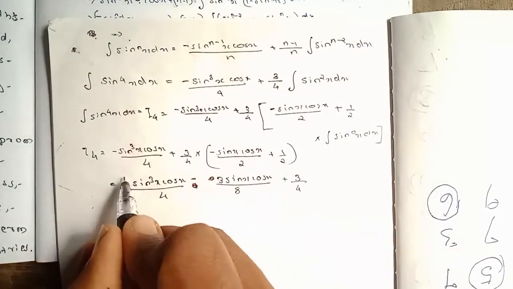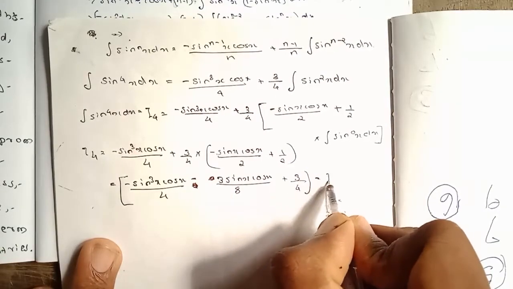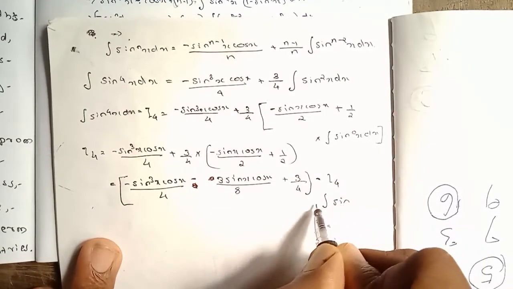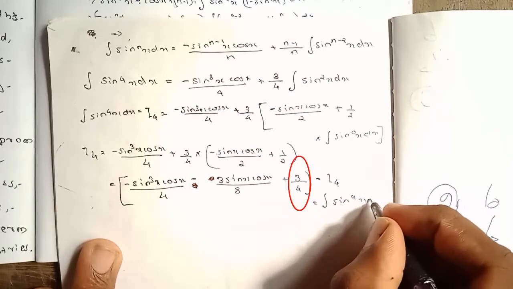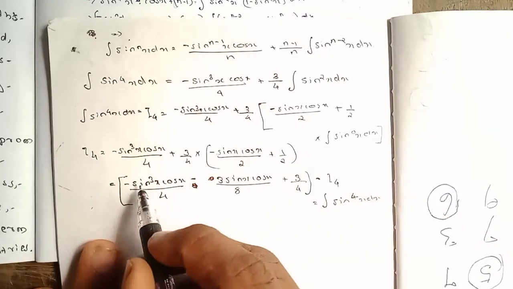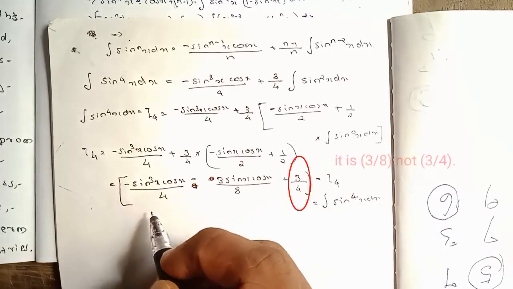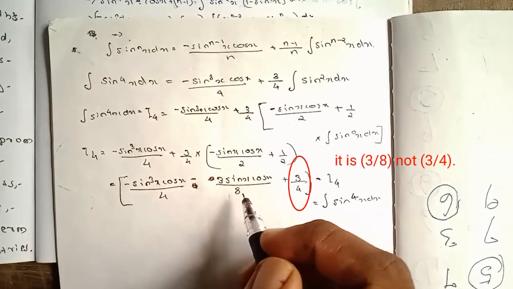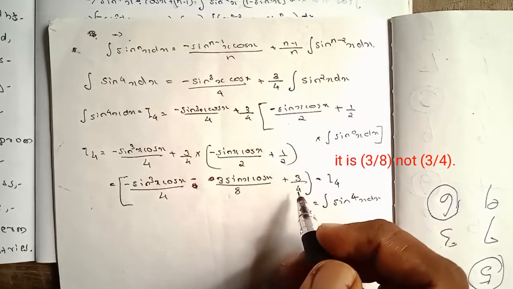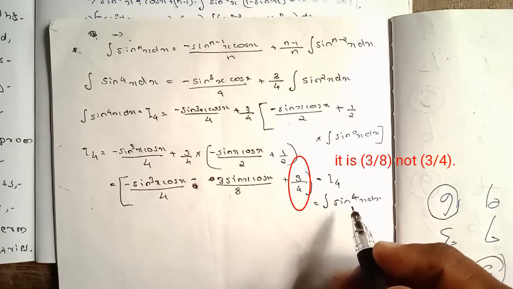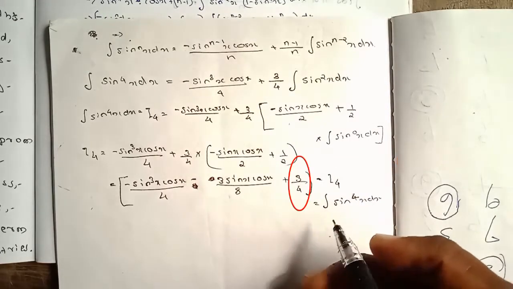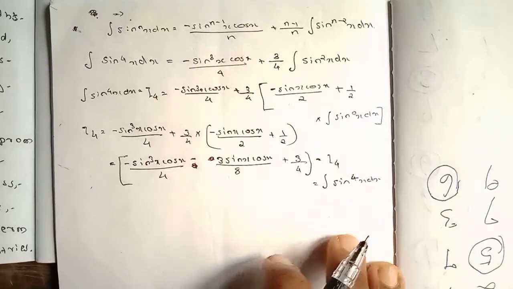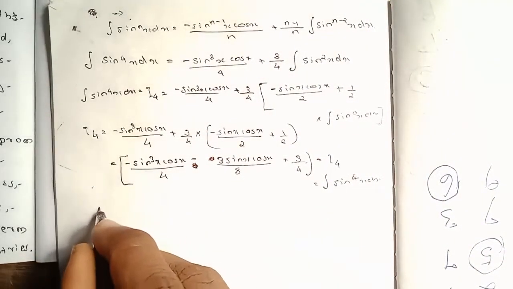So note that here the final answer is I4, which is equal to minus sin cube x cos x divided by 4 minus 3 sin x cos x divided by 8 plus 3 by 8, not 3 by 4. I mistakenly wrote it as 3 by 4. That is 3 by 4 into 1 by 2, which is equal to 3 by 8, not 3 by 4. So please check that and note the mistake.